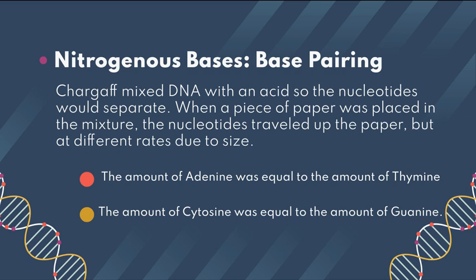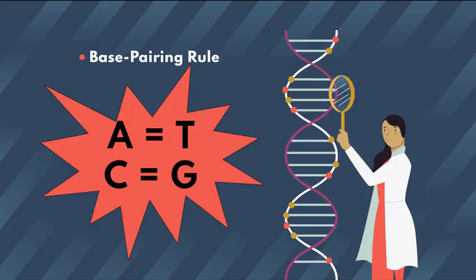From this information, he was able to get the base pairing rule. The base pairing rule is when adenine is going to equal thymine and cytosine will equal guanine. An example of this would be, I have a problem in which I have 18% adenine. There should also be 18% thymine because they are equal to each other. And if I have 35% cytosine, I should also have 35% guanine.